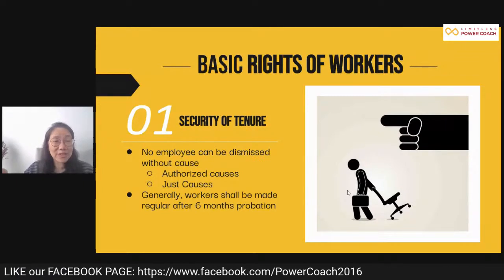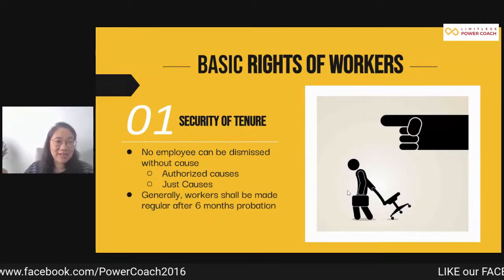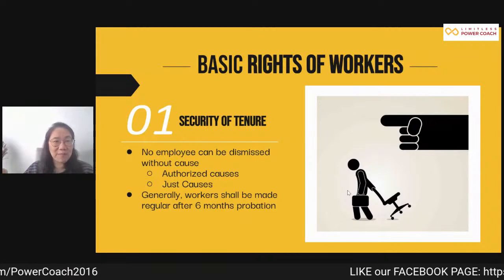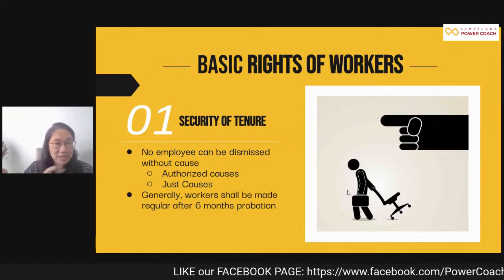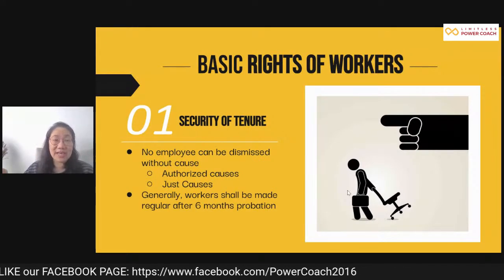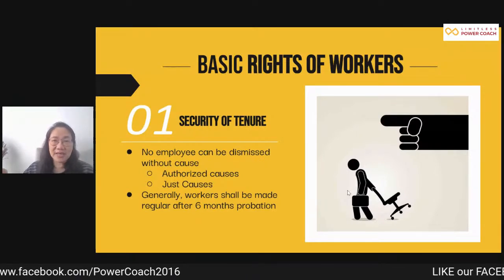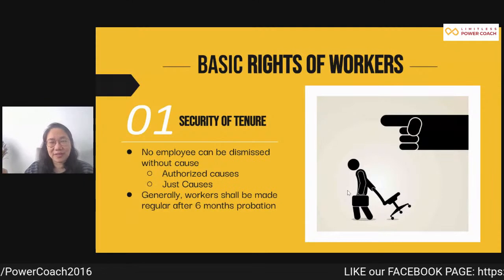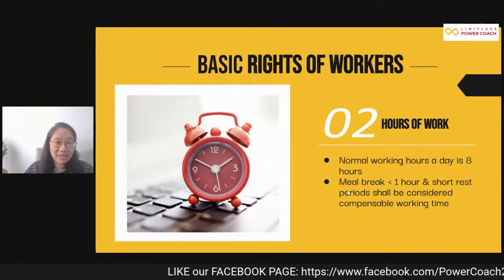Of course, the security of tenure is also severed when the employee voluntarily resigns. And of course, when an employee has worked for more than 6 months of probation, di ba? 6 months plus 1 day, they are considered regular employees unless you extend the probationary period of employment and it has the employee's consent. Then the normal hours of work is 48 hours a week.